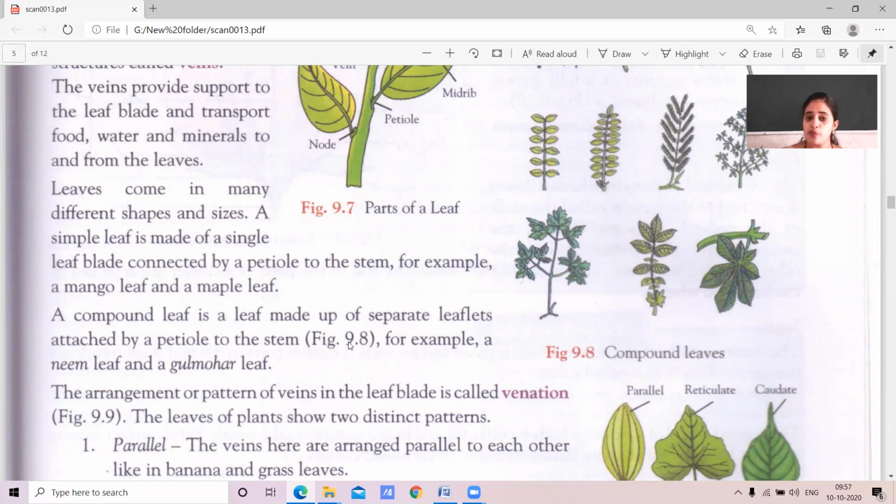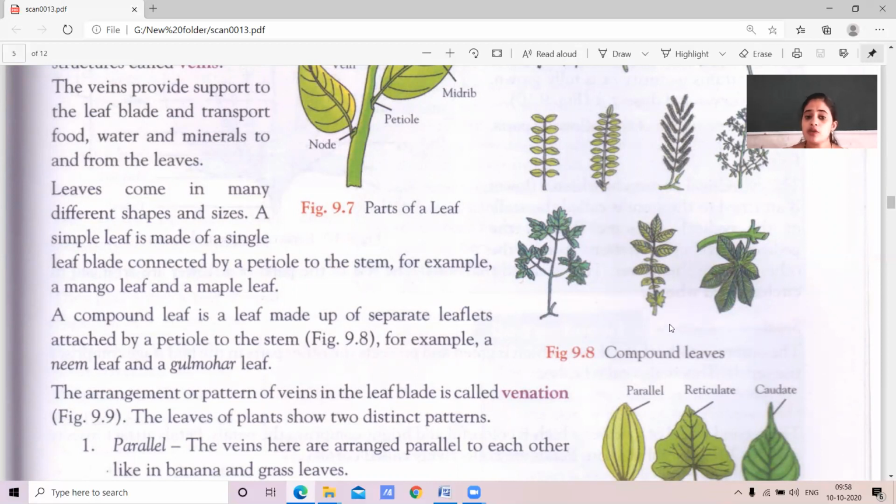A simple leaf is made up of a single leaf blade, which consists of a petiole. Example, mango leaf, maple leaf. It has a single leaf blade, you can see, and it is attached to the stem by means of the petiole. Other leaves like these are called compound leaves. A compound leaf is a leaf made up of separate leaflets. If you see here in the picture, it is showing a number of compound leaves.